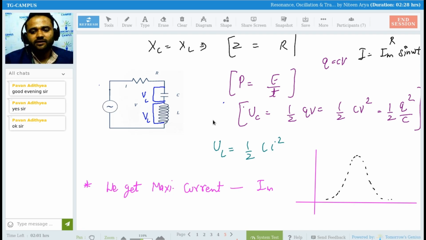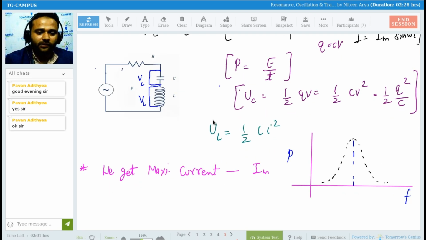So what is it? This is your resonance graph. It means the energy or the power is going to be maximum. This is your power, this is your frequency. At which particular condition? F naught. What is F naught? F naught here is the resonance frequency. Got it? Before this resonance frequency and after this resonance frequency, you cannot get the maximum power. Why?